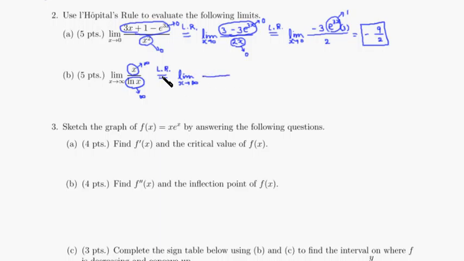The derivative of the numerator is 1. The derivative of the denominator is 1 over x. This is the same thing as the limit as x approaches infinity of a double reciprocal, which is just x. So x goes to infinity. That's that. I hope that this was clear.